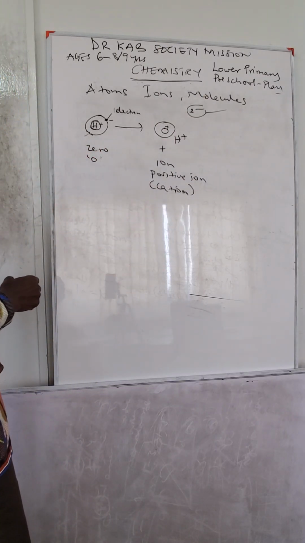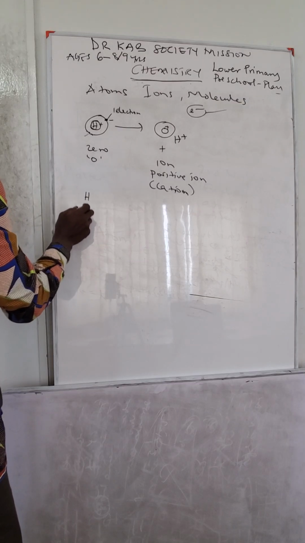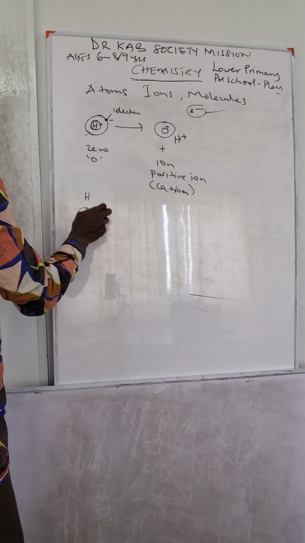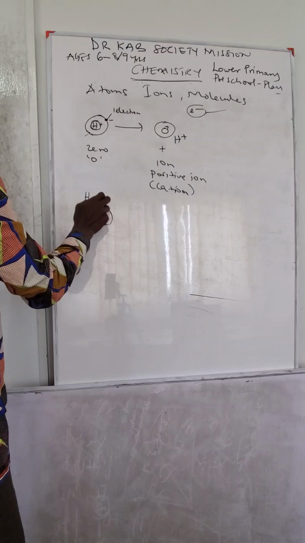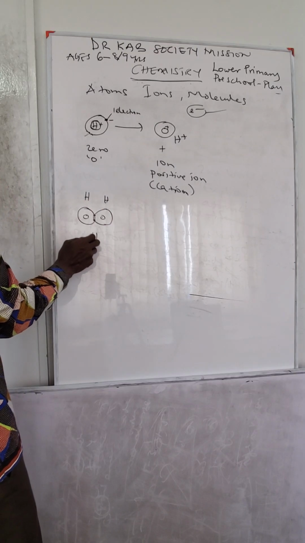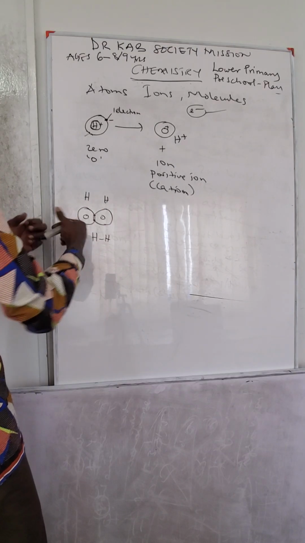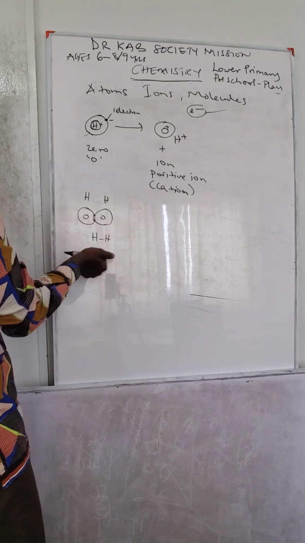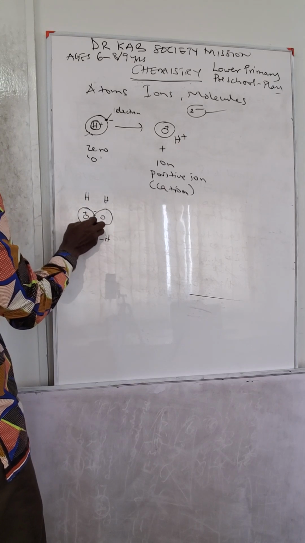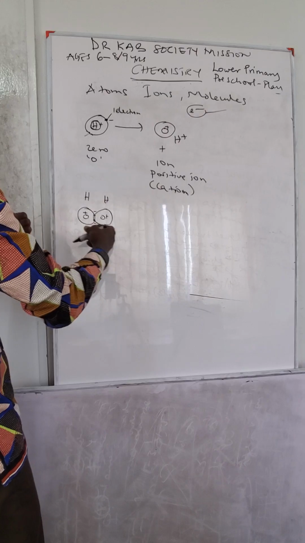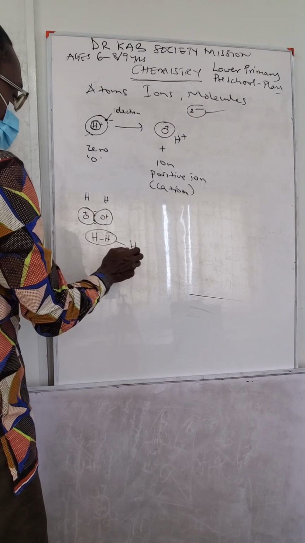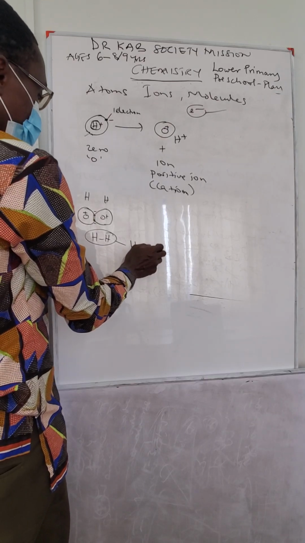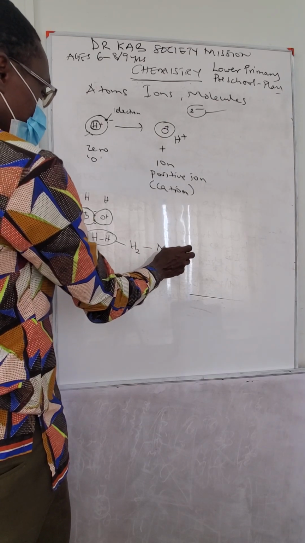Now we can have hydrogen here, 1, and then another hydrogen also comes. So here we have 2 hydrogens. Hydrogen and hydrogen, they are sharing. This is positive, here is negative, here is negative, here is positive. So they are sharing. You can put the 2 together and say they are H2. And this is what you call a molecule.